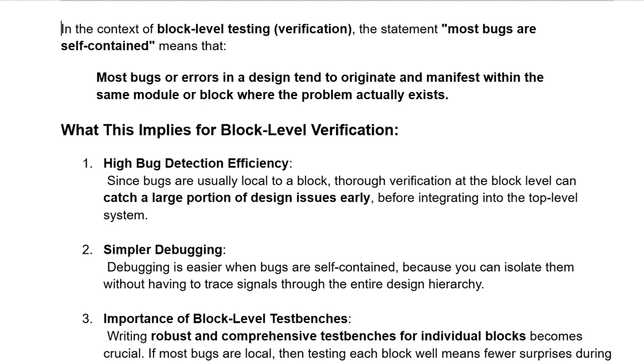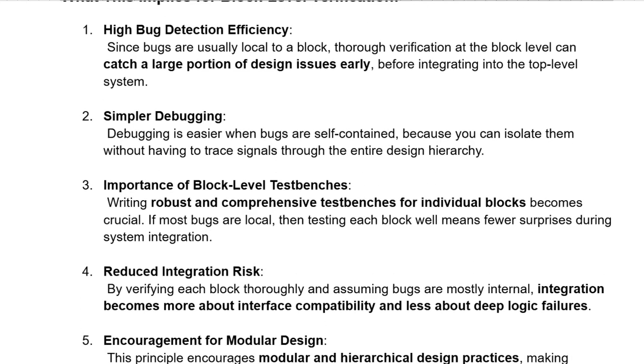High bug detection efficiency. Since bugs are usually local to a block, thorough verification at the block level can catch a large portion of design issues early, before integrating into the top level system. Simpler debugging. Debugging is easier when bugs are self-contained because you can isolate them without having to trace signals through the entire design hierarchy.